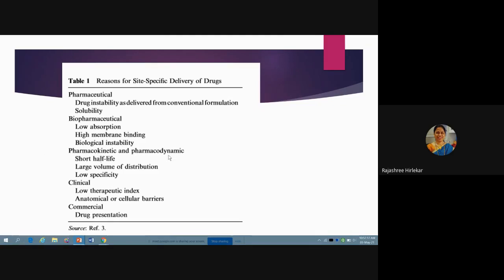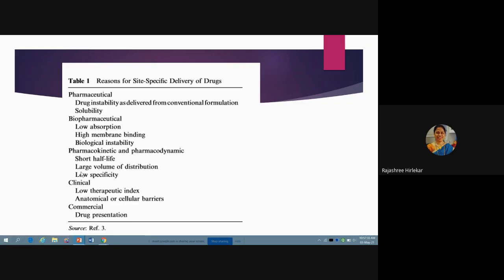Then pharmacokinetic and pharmacodynamic properties. There are certain drugs which have a short half-life. You know what a short half-life is? Half-life means the time taken for the concentration to be reduced to 50%. So if the biological half-life is shorter, then the time for which the required concentration of the drug will remain there is shorter and you may require more frequent administration. Instead of that, if your drug goes directly to the site of action, then you can to some extent cover up the problem of short half-life.